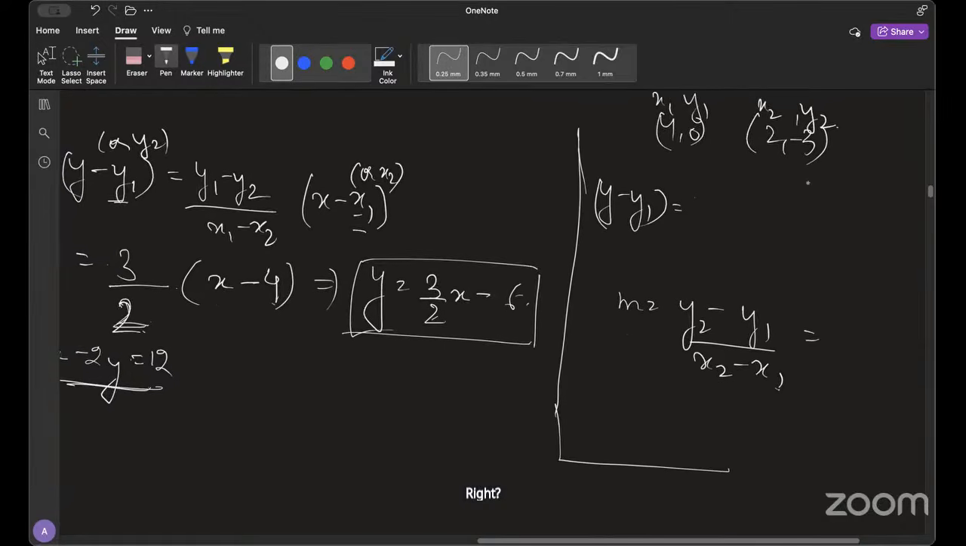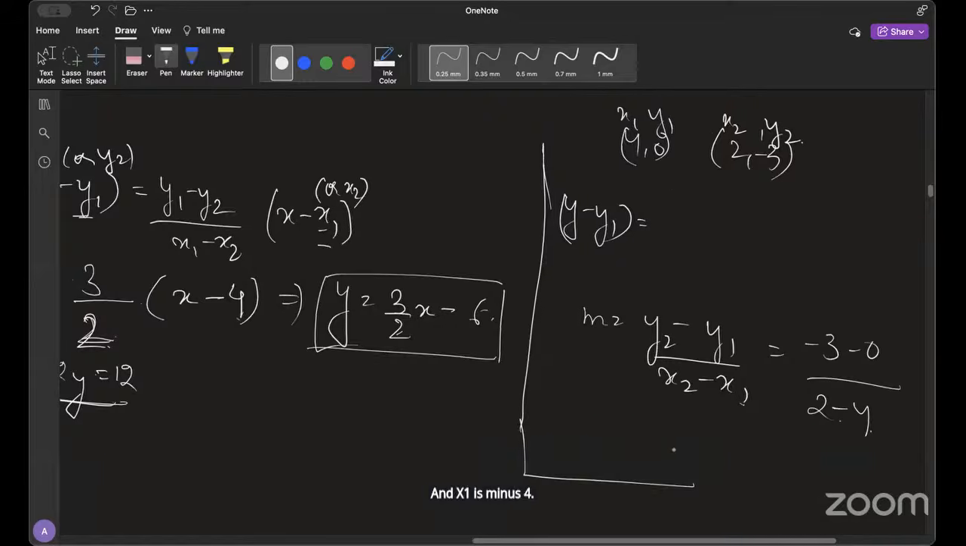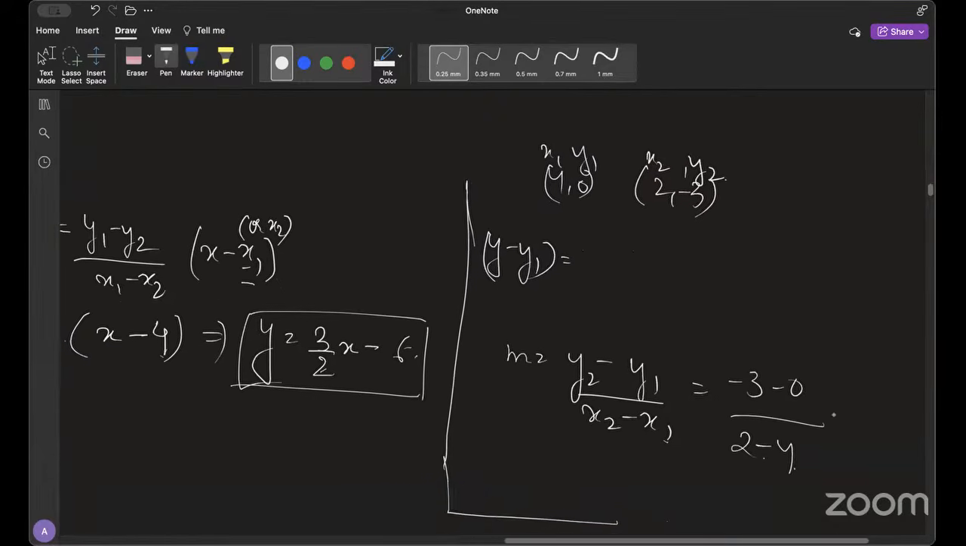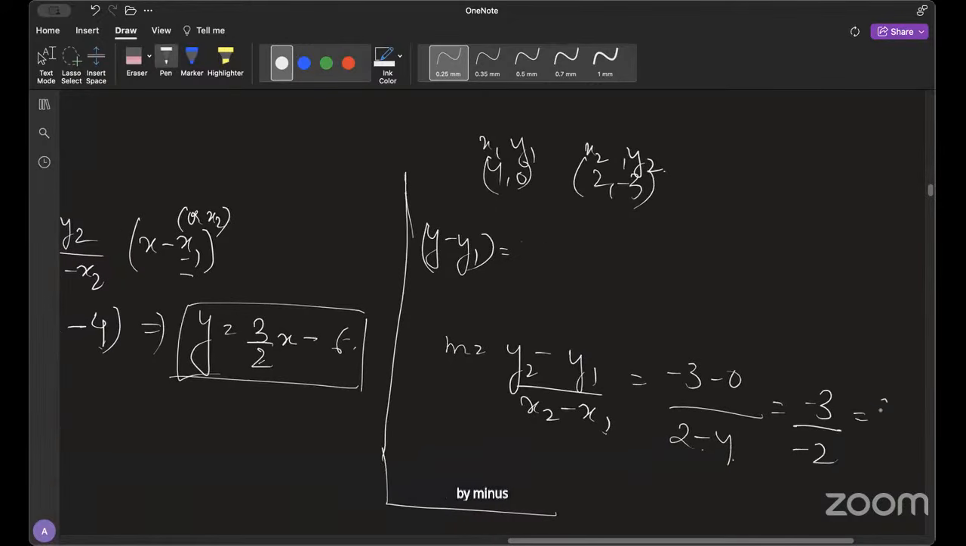Now, if you put y2 here, it's minus 3. y1 is 0, minus 0. Then your x2 is 2, and x1 is minus 4, right? Okay, ma'am. So this becomes minus 3 by minus 2, which is 3 by 2, right? Okay, ma'am. Sorry, sir. I wrote only minus 3 by 2. It's my mistake. Sorry for that.